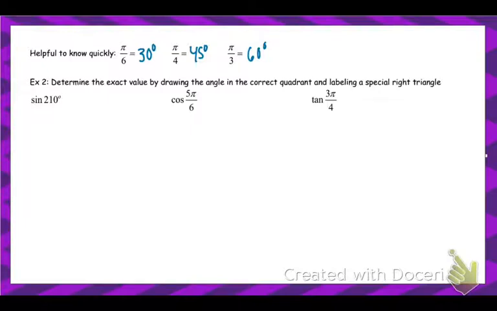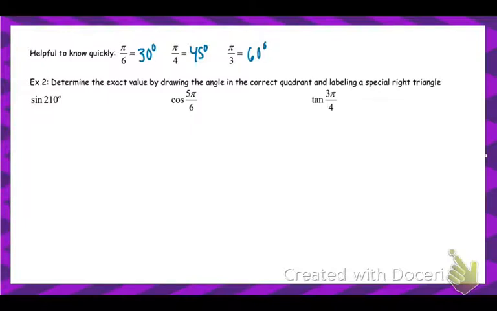Same thing with pi over 4 and same thing with pi over 3. So if you have 17 pi over 3, the reference angle is going to be pi over 3. If you have 27 pi over 4, the reference angle is going to be pi over 4. Now, you still need to determine which quadrant it is because that affects what's positive and what's negative, but it's not going to be affected by what the actual value is.